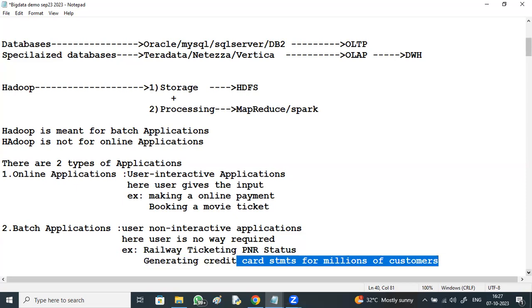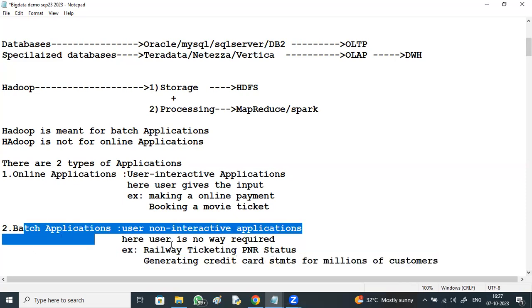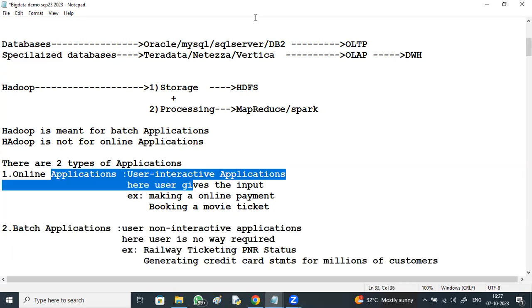Okay. So Hadoop is for batch applications, not for online applications. But if Hadoop is integrated with NoSQL databases, then it can perform both batch applications and online applications.